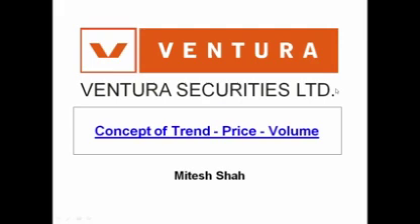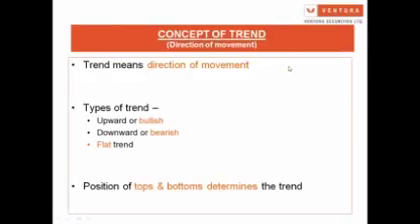Second chapter is: concept of trend and price and volume. Now, what is trend? Trend means direction of momentum. If price is going up, we say that the trend is a bullish trend. If the price is going down, we say that the trend is a bearish trend. And if it is not moving upward or downward and is moving in a narrow range, we say that is a flat trend. So there are three types of trend: bullish trend, bearish trend and flat trend.